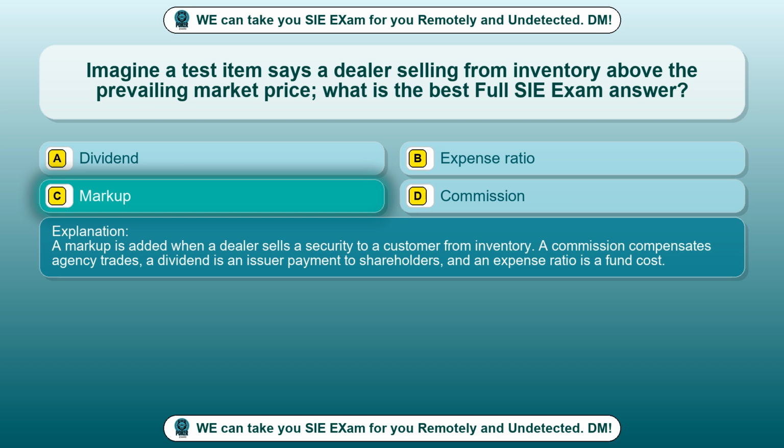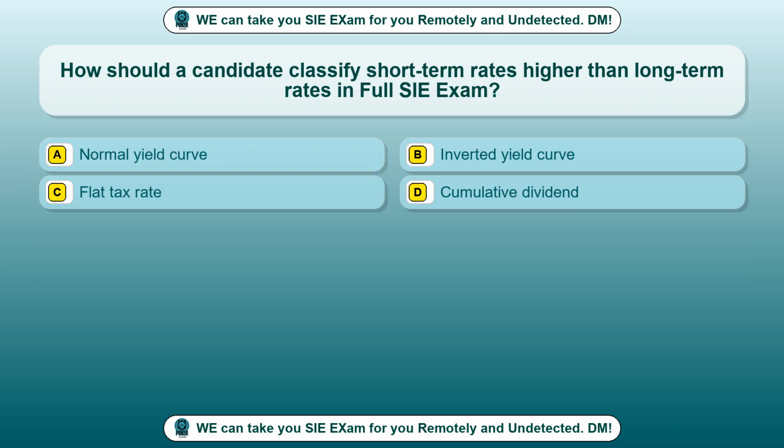A markup is added when a dealer sells a security to a customer from inventory. A commission compensates agency trades, a dividend is an issuer payment to shareholders, and an expense ratio is a fund cost.